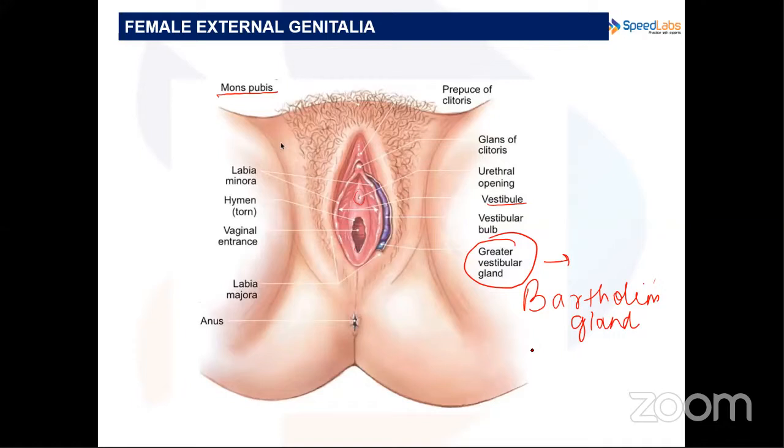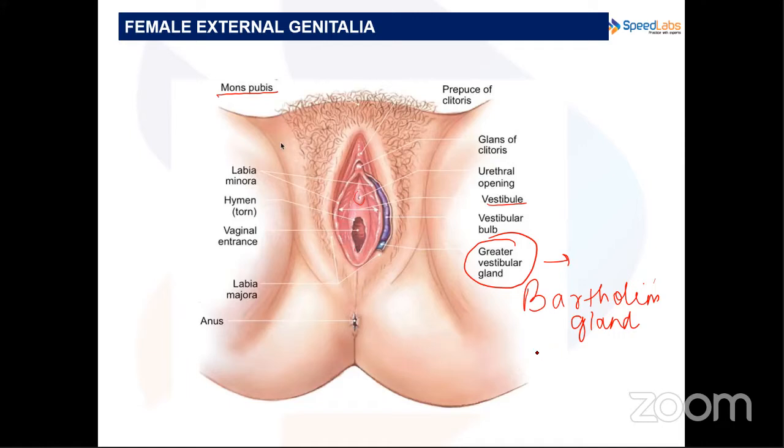So this is the greater vestibular gland, or called the Bartholin gland. This Bartholin gland is homologous to the bulbourethral gland in male. You also have a lesser vestibular gland, which is not shown over here.